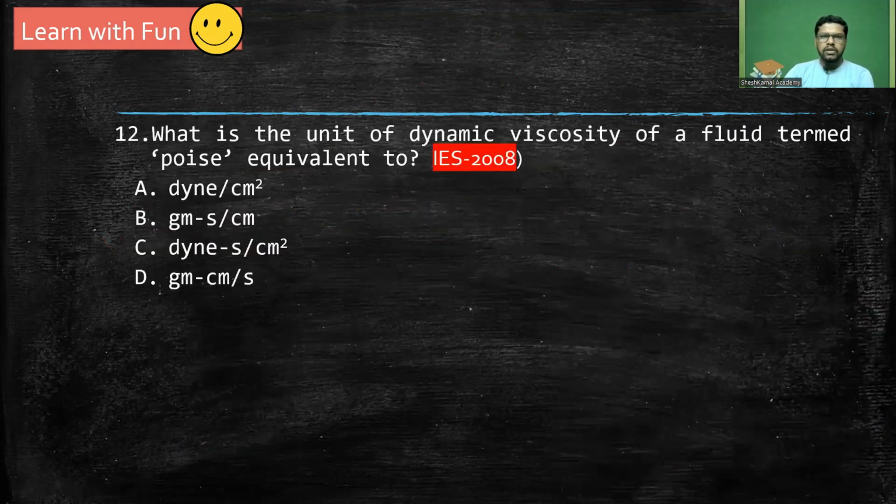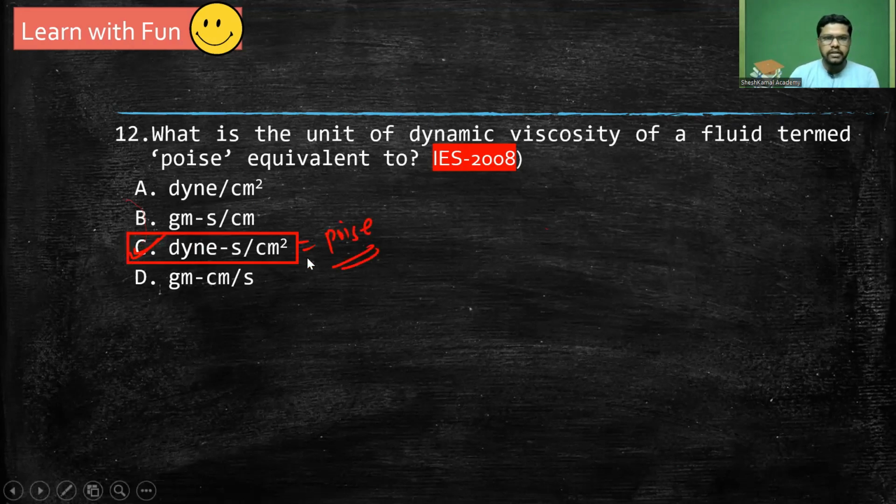Now moving ahead, what is the unit of dynamic viscosity of a fluid termed as a poise? The CGS unit of dynamic viscosity is the poise, and the CGS unit for dynamic viscosity is dyne second per centimeter square, and it is also termed as a poise. So option 3 is the correct answer.